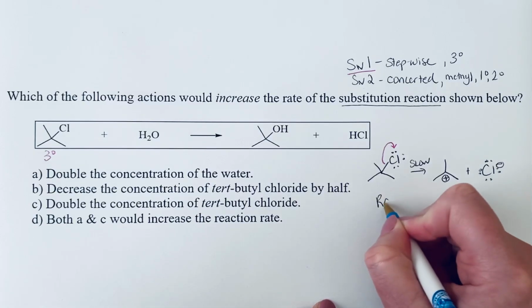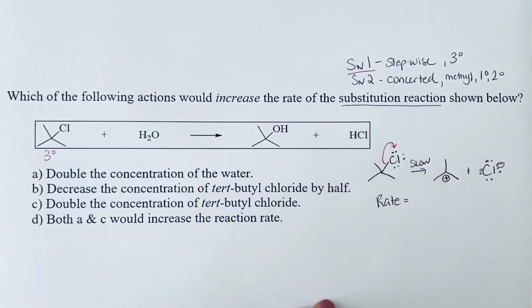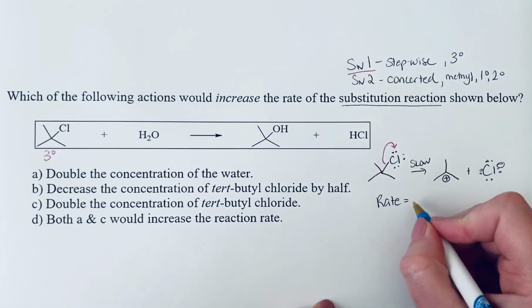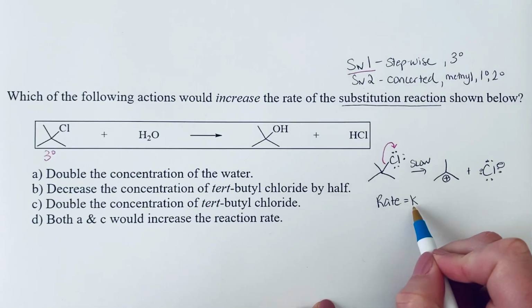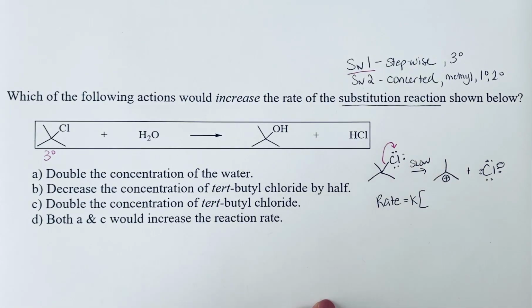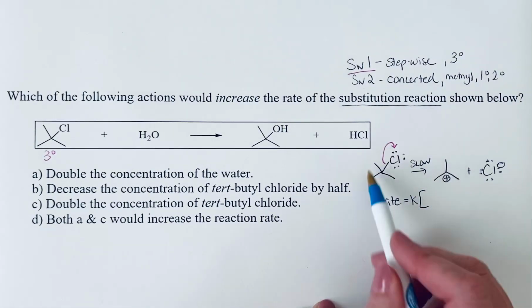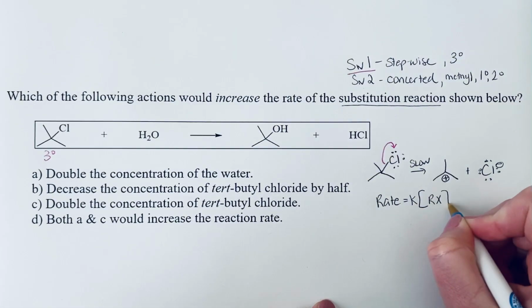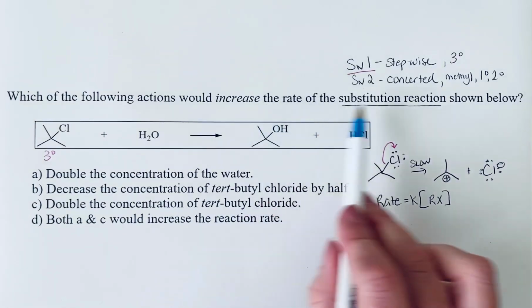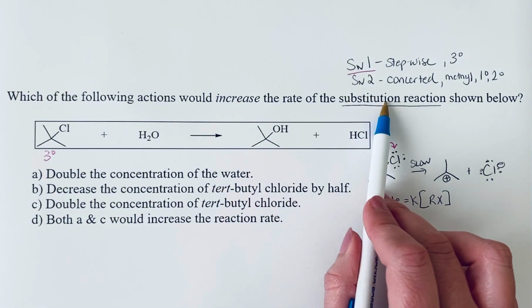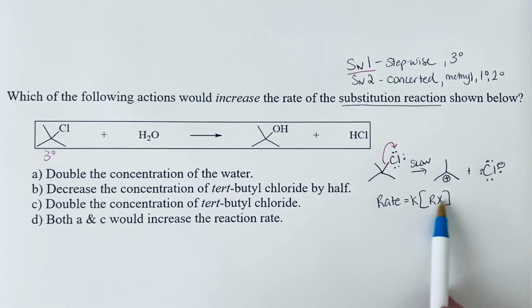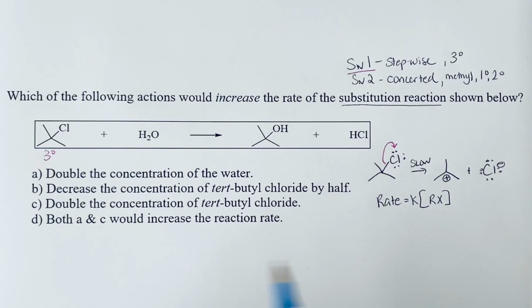And so the rate law for an Sn1 reaction is the rate is equal to a rate constant times the concentration of the only species that is involved in that step, which is your alkyl halide. So if we're looking at increasing the rate of substitution, one thing that we could do would be to increase the concentration of tert-butyl chloride. So let's take a look at our options.